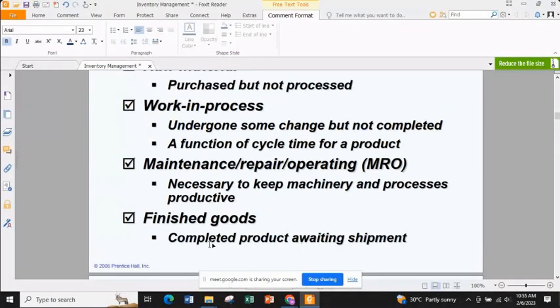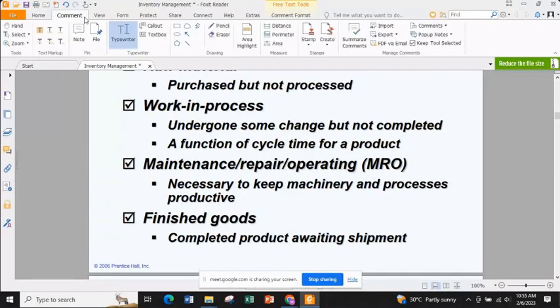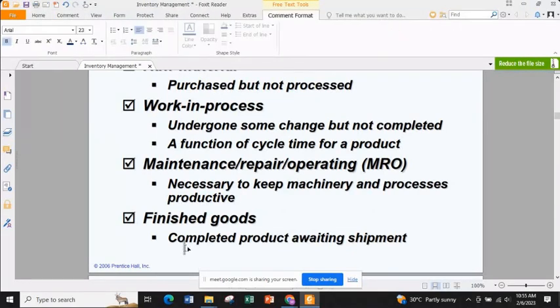So finished goods: completed product awaiting shipment. It's a completed product, like if you are involved with car manufacturing, of course it's a car. Or if you are joining a tire company, a tire factory, a tire is your product.